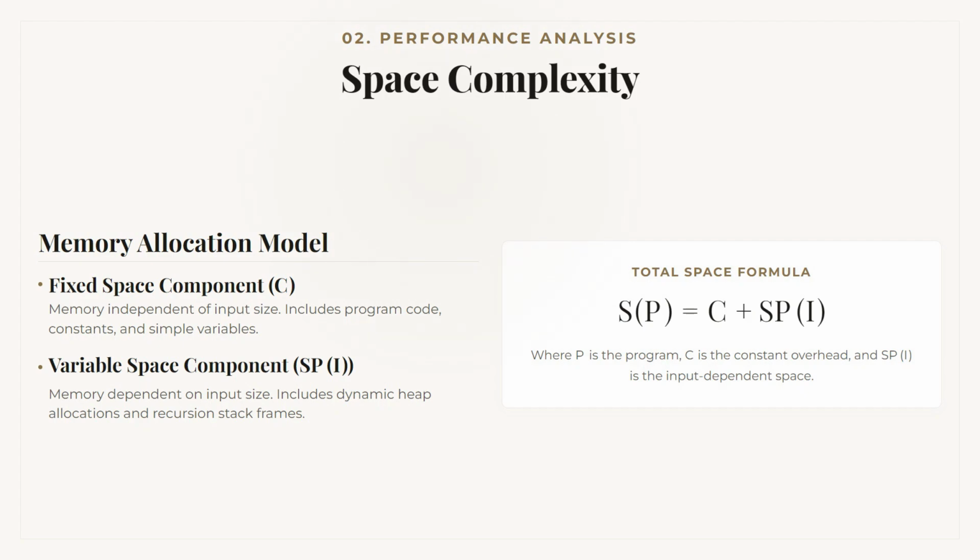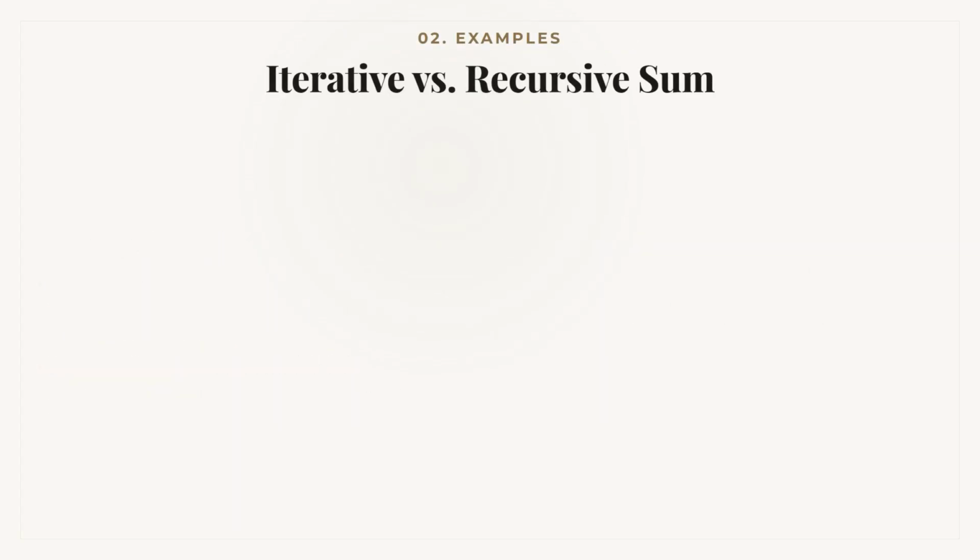The second part is called variable space. Variable space depends on the size of the input. It includes memory used by dynamic data structures, recursion stacks, and other storage that grows during execution.